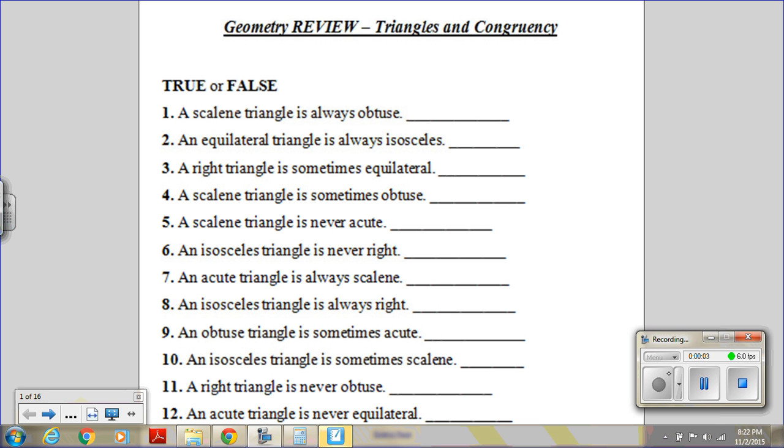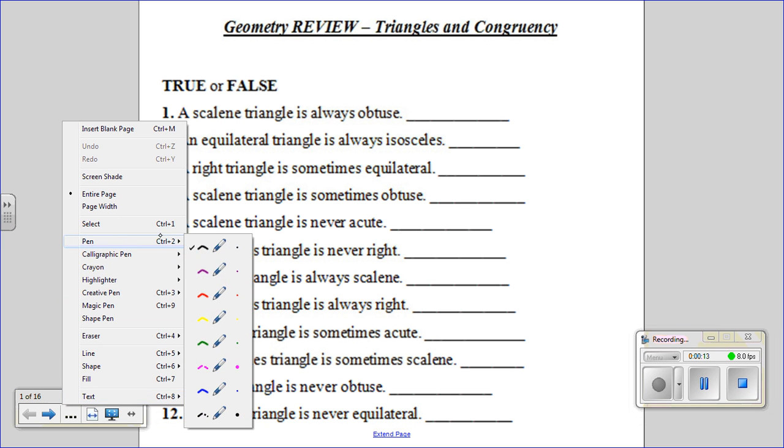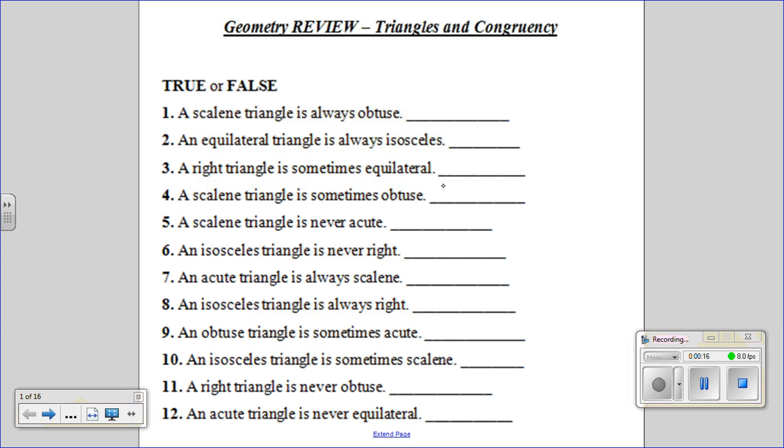Unit 4 review. I will work with you on the even problems. Number 2, an equilateral triangle is always isosceles. That is true, because isosceles means at least two sides are congruent. And on an equilateral triangle, all sides are congruent, all three.